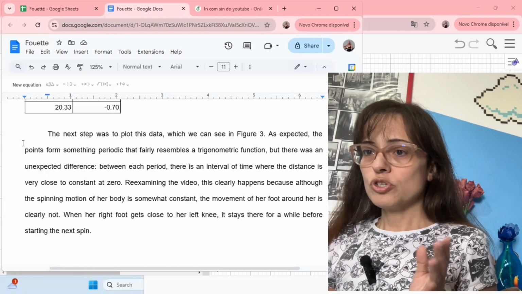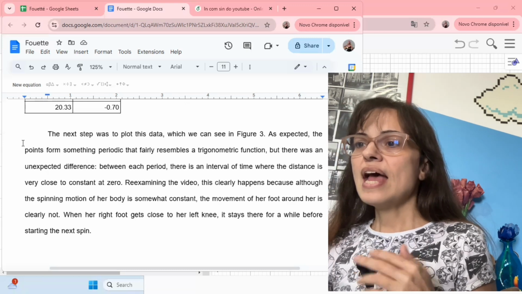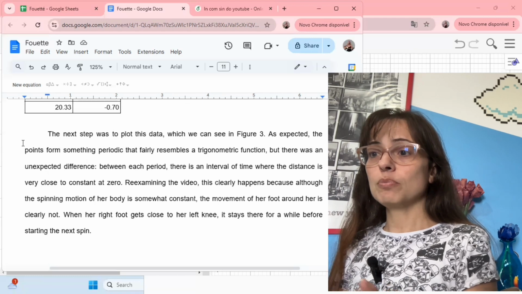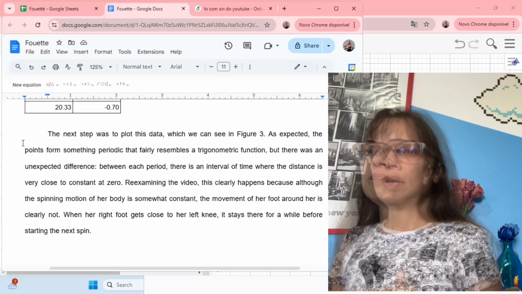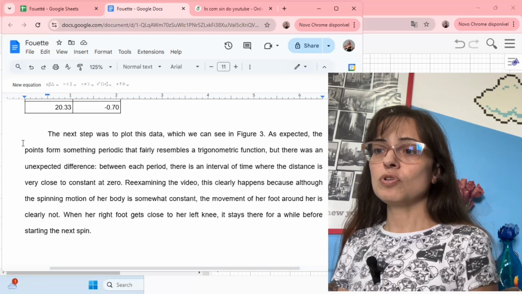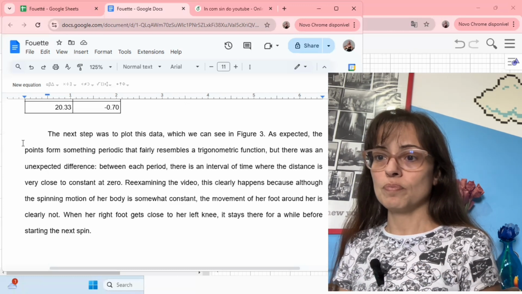So the next step was to plot the data, which we can see in figure 3. It's going to be on the next page. As expected, the points form something periodic that fairly resembles a trigonometric function. But there was an unexpected difference. Between each period, there is an interval of time where the distance is very close to constant at 0.